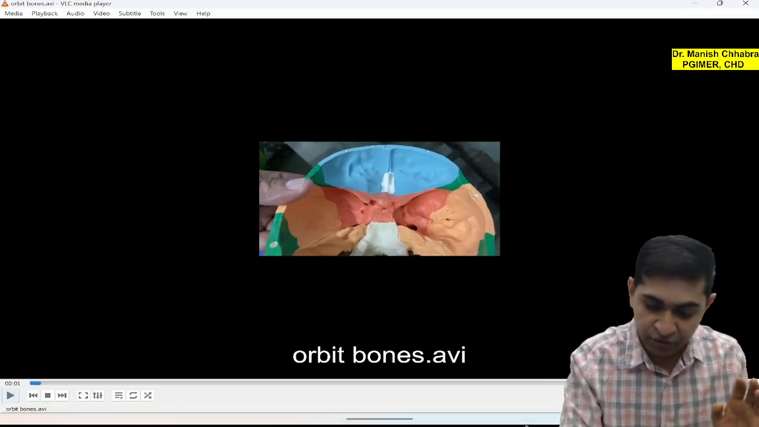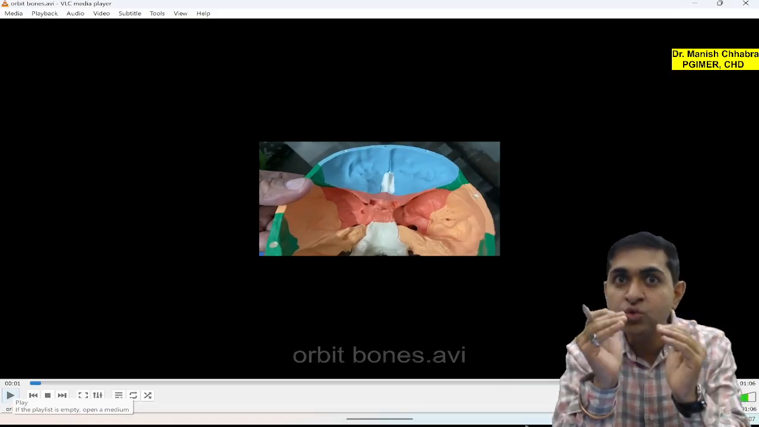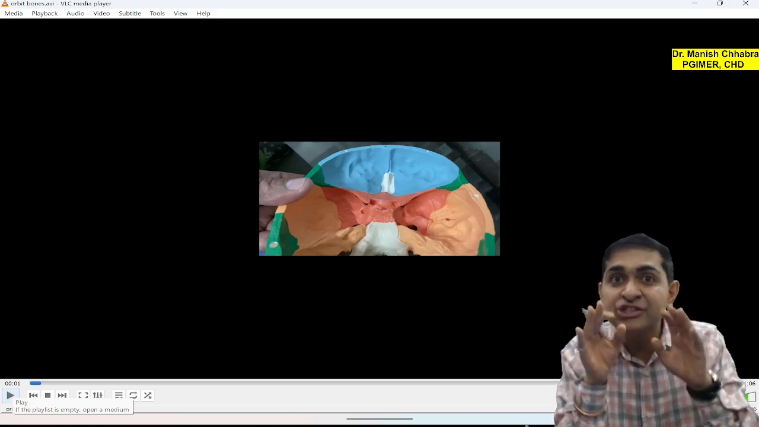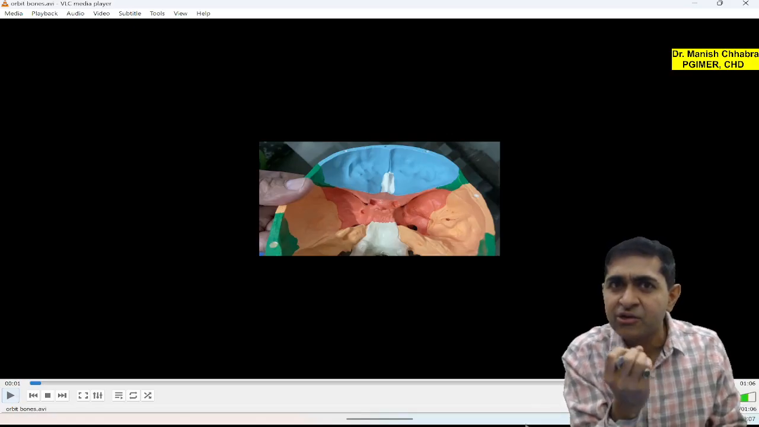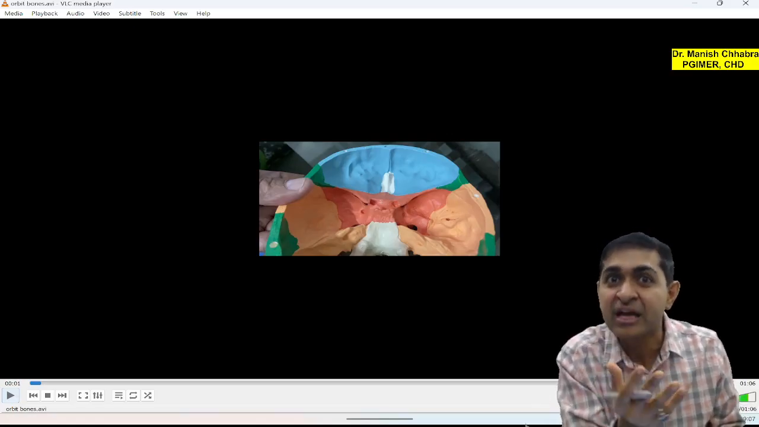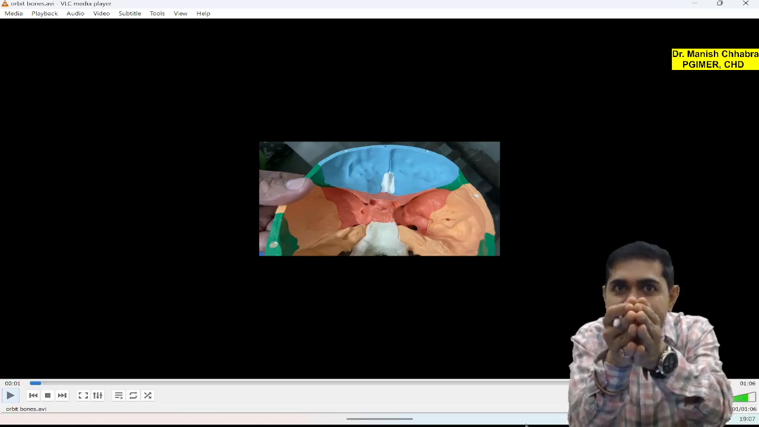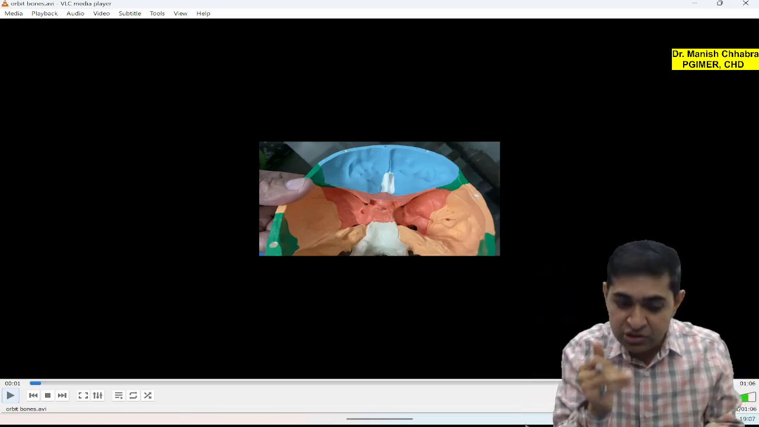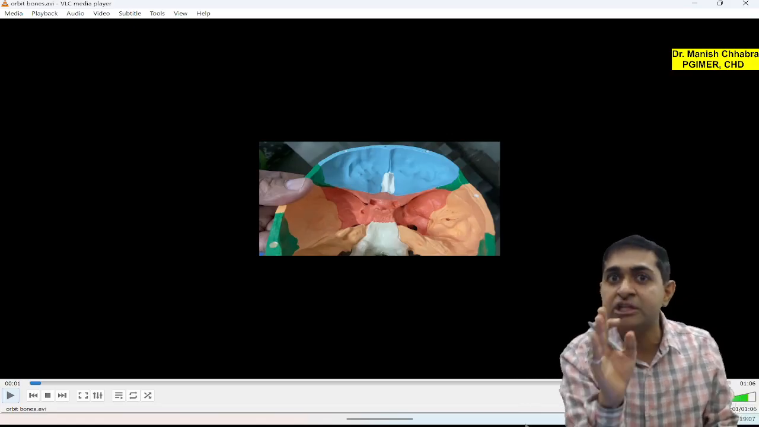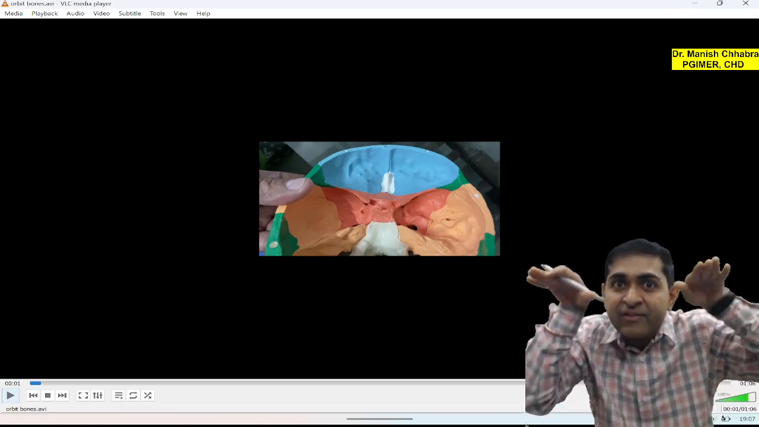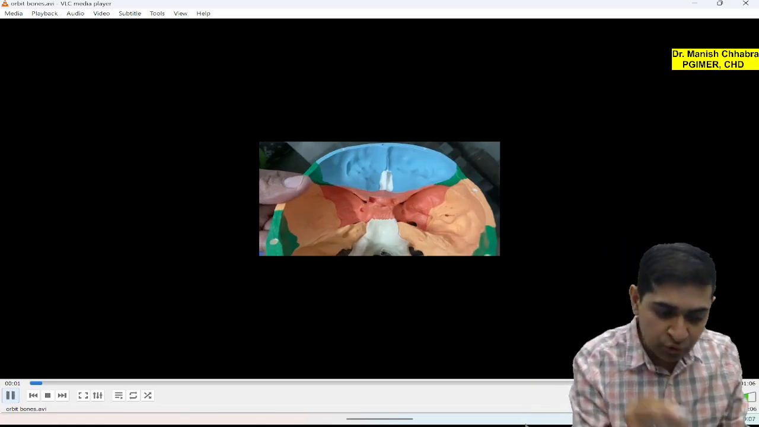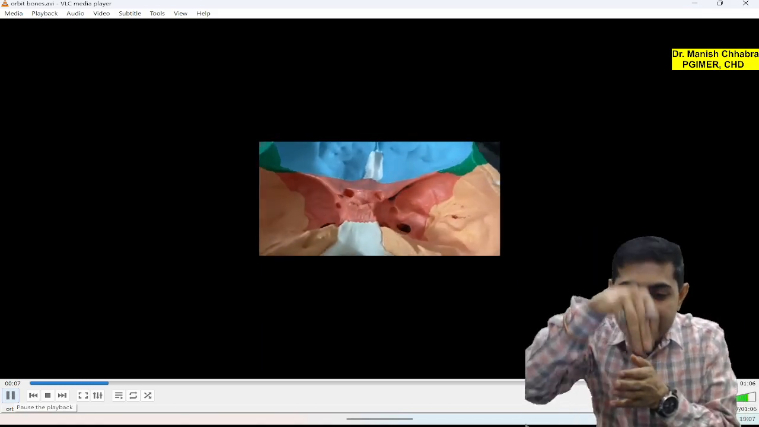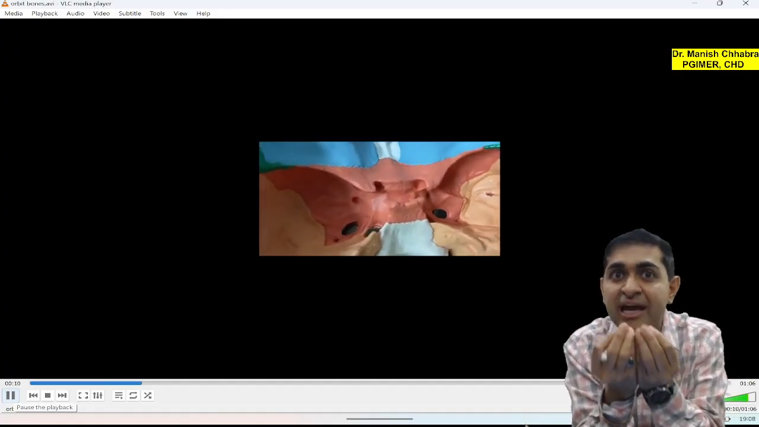Now check this out. First and foremost, you can see that there is a blue colored bone, that is your frontal bone. Also you can see that there is an orange colored bone which looks like which fly? Butterfly. Now a butterfly has three parts: the central body, then the greater wing, then the lesser wing. Similarly this is your sphenoid bone, which has three parts: the central body, the greater wing and the lesser wing. You can appreciate that the central body has a pit. That pit is known as sella turcica, in which the pituitary gland lies.